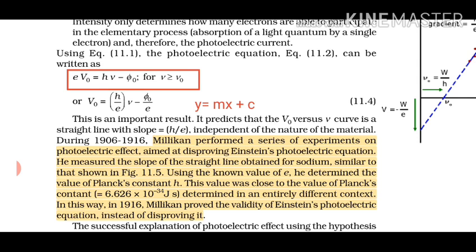Therefore, with the aim to disprove Einstein's photoelectric equation, he proved Einstein right, and both were awarded the Nobel Prize. Einstein was awarded in 1921 and Millikan was awarded in 1923.